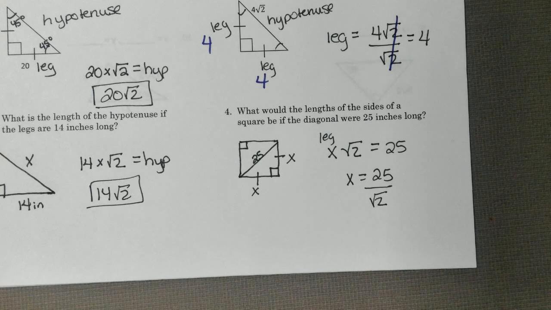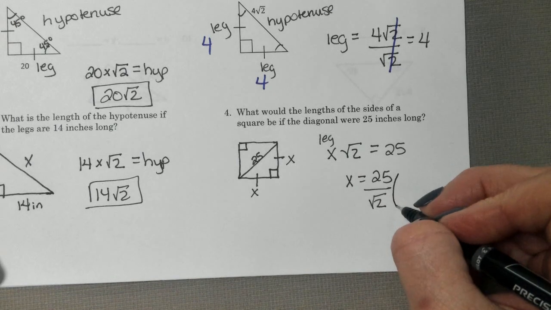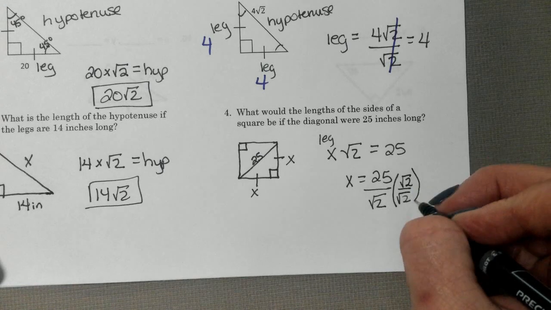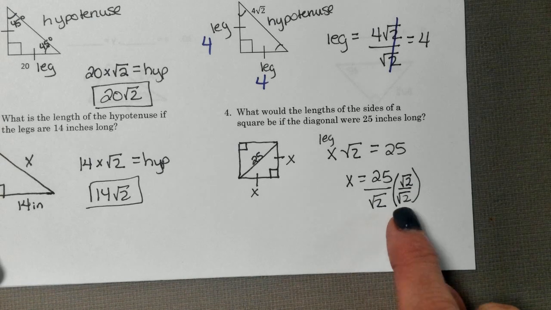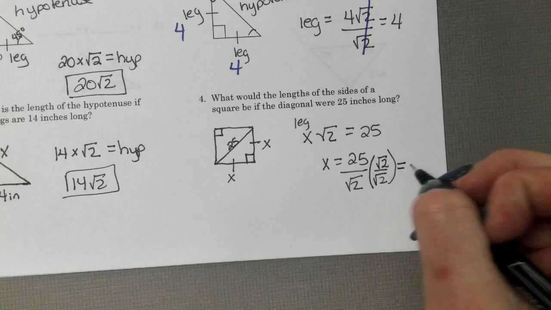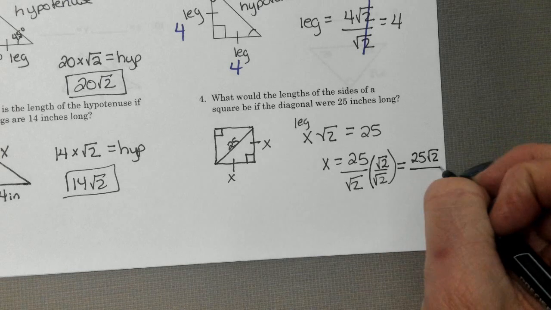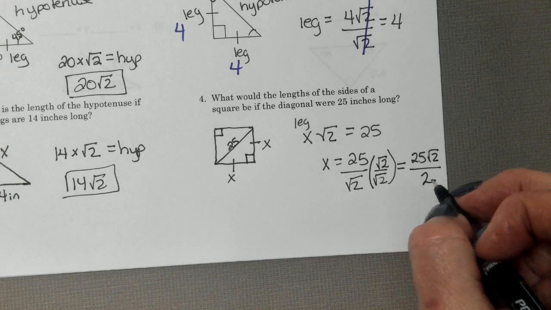Remember, we can't leave a radical in the denominator, and if I want you to leave your answer in exact radical form, we have to multiply by the square root of 2 over the square root of 2. So we get a perfect square in our denominator. Our numerator would be 25 times root 2, and our denominator would just be 2.